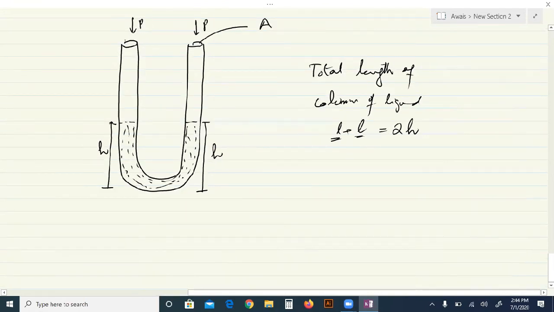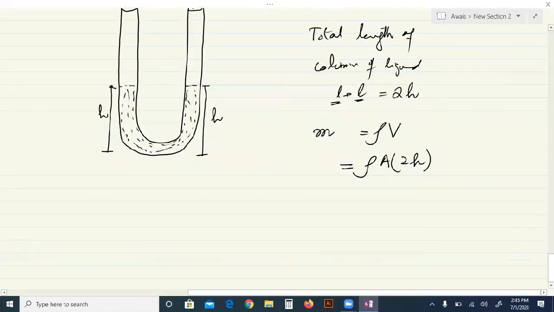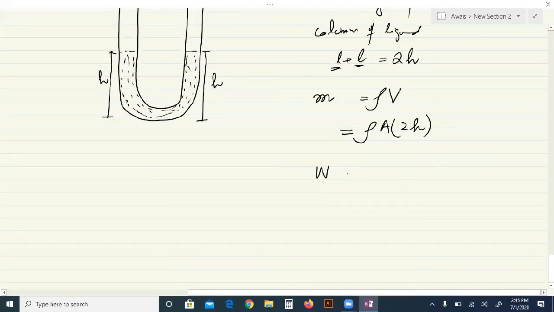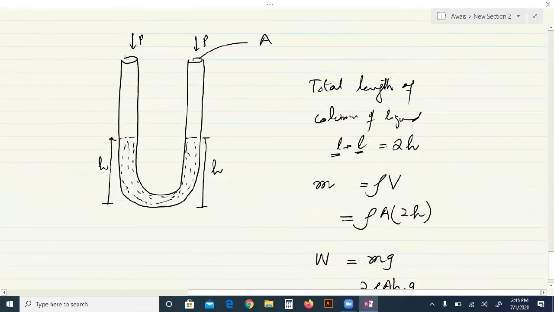Now, what is the total mass or weight of this liquid? The mass is density multiplied by volume. So the density is rho. Volume is area into height. So the total height is 2h. You can write L, you can write x, but 2 times, one side, other side. Now, the total weight of this liquid is mg, meaning it is 2 rho A h into g. So this is the mass and the weight of this liquid.